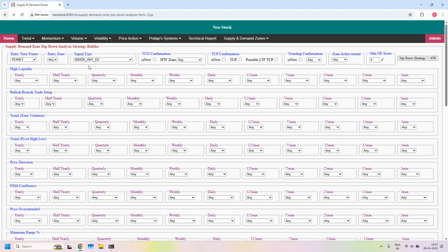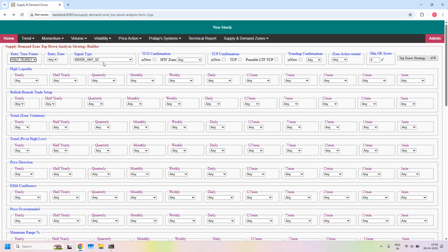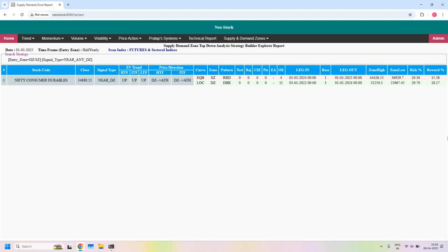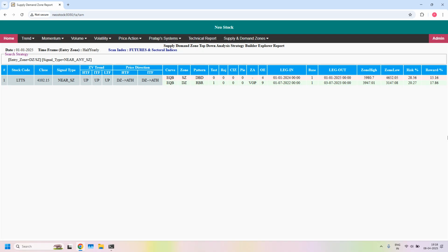Okay, next. Price closed inside yearly supply zone, no stocks are available. Next time frame half yearly, stocks near half yearly demand zone, we got 1 stock. Next, stocks near half-yearly supply zone. We got one stock.